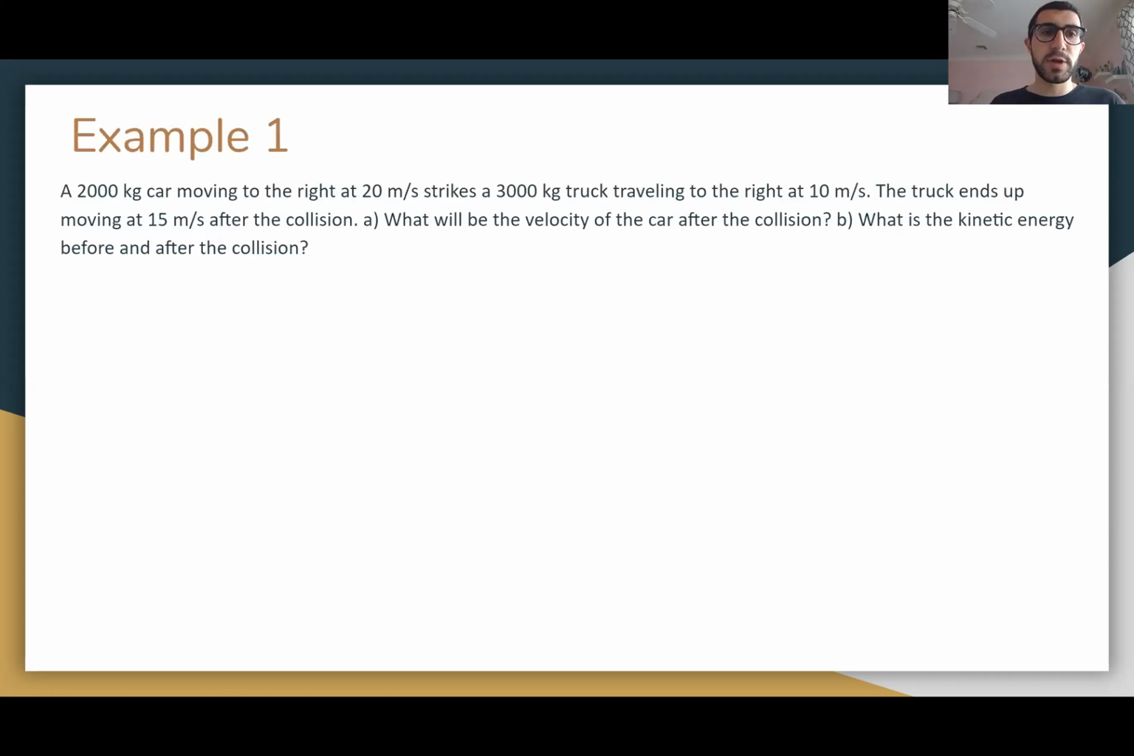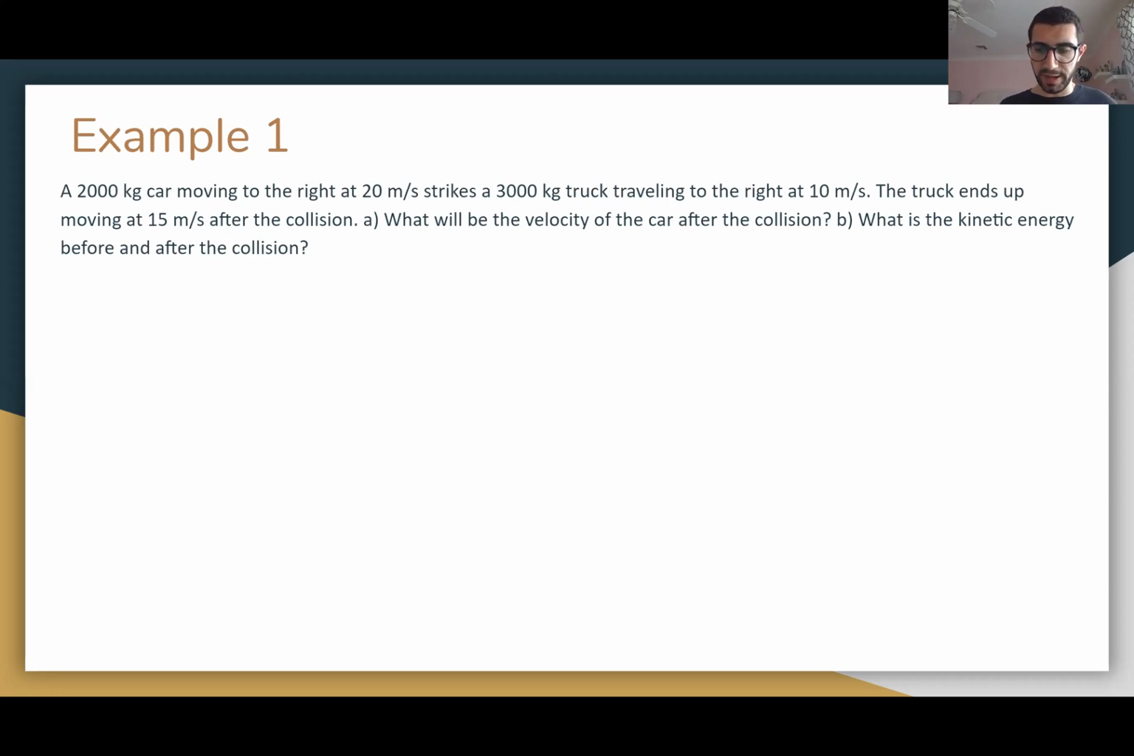A 2,000 kilogram car moving to the right at 20 meters per second strikes a 3,000 kilogram truck traveling to the right at 10 meters per second. The truck ends up moving at 15 meters per second after the collision. What will be the velocity of the car after the collision? So this is something you can do using conservation of momentum. Pause the video and try it out.